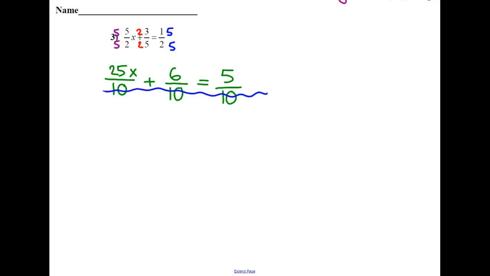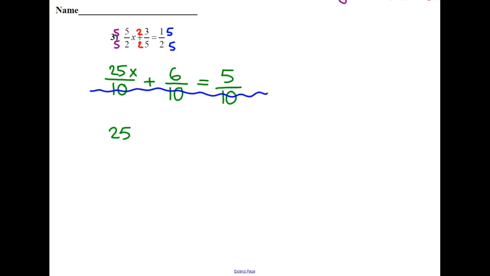So 5 over 5 times 5/2, that's going to be 25 tenths. But it's actually x, so it's 25x over 10. Plus, over here I have 2 times 3 is 6 over 10, which makes sense. 6 tenths is the same as 3/5. And then 1/2, that's the same as 5 tenths. That's a neat little trick because now you have all the denominators the same. Well, just forget about them.